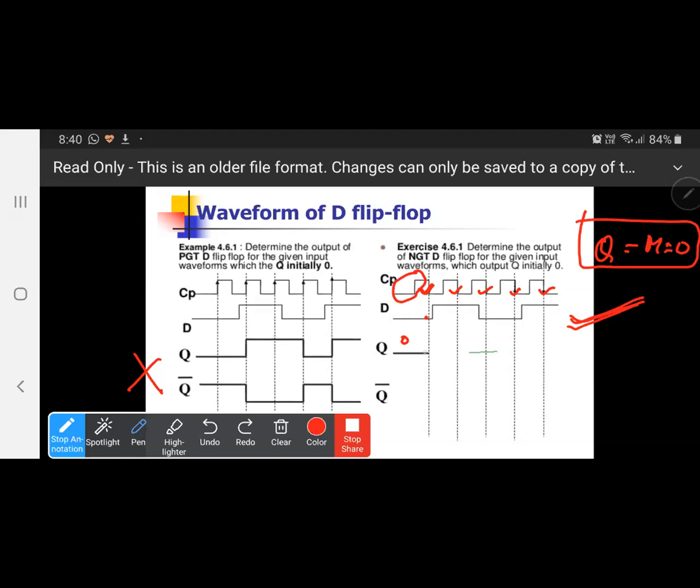Till the next, what will be the value of the output? 0. Till the next. Any doubt? Yes, correct. Now check for this instant, what is the result? Check, what is the value of D? It is 1. So draw it.